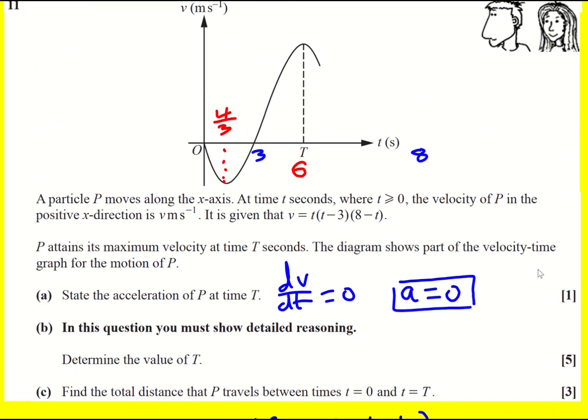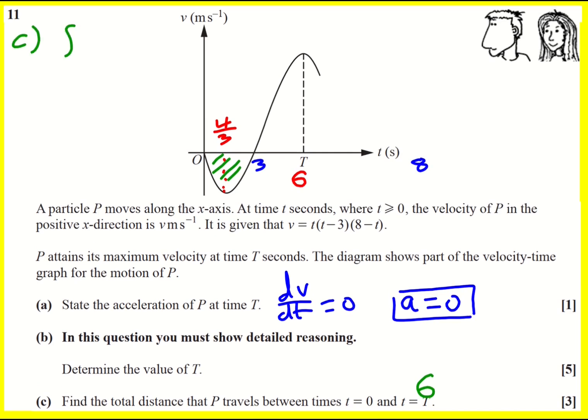Then in part C, we're asked to find the total distance that p travels between 0 and, in our case, 6. Just be a bit careful here. What you should not do is integrate from 0 to 6, because the problem is if you integrate from 0 to 6, this bit will be negative and this bit will be positive. So what you will find is the total displacement, but it will incorporate the fact that we are going to the left and then going to the right. It won't actually add positives on for going to the left. So we need to separate it into two integrals.